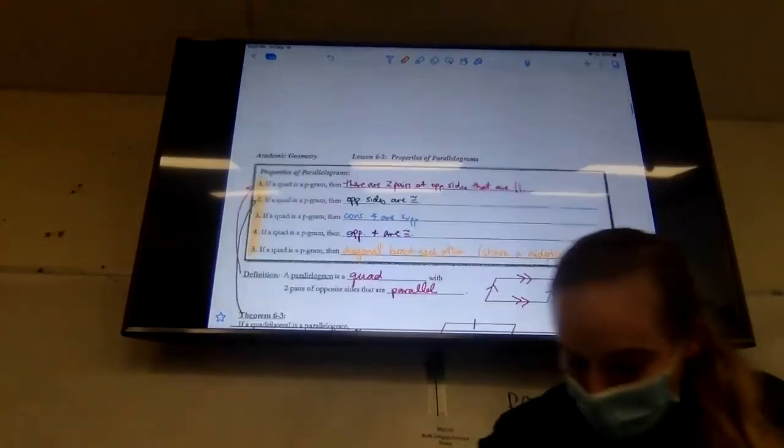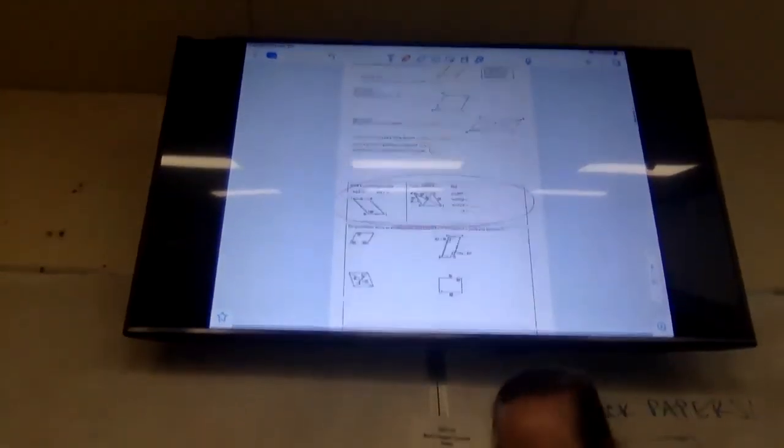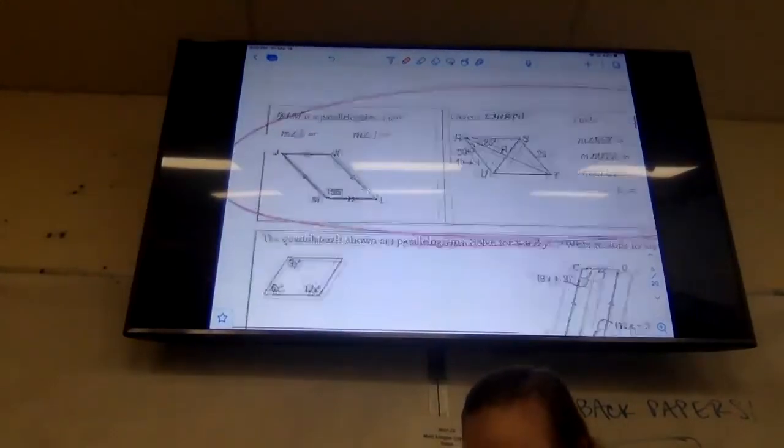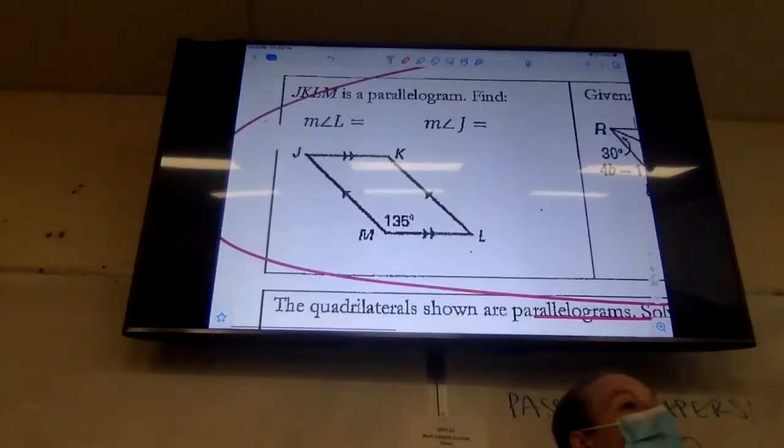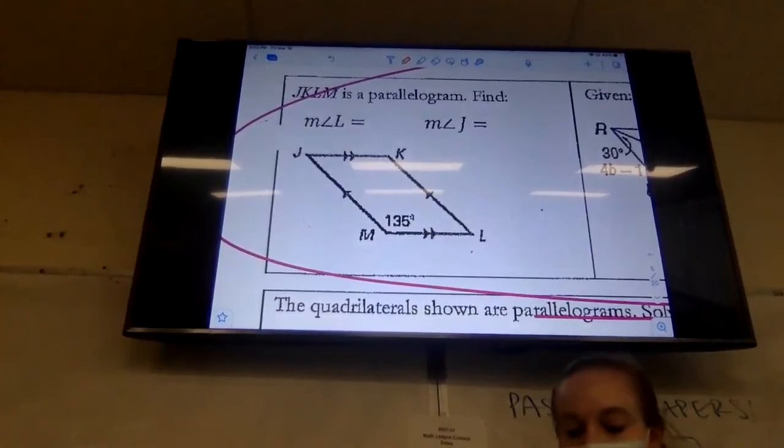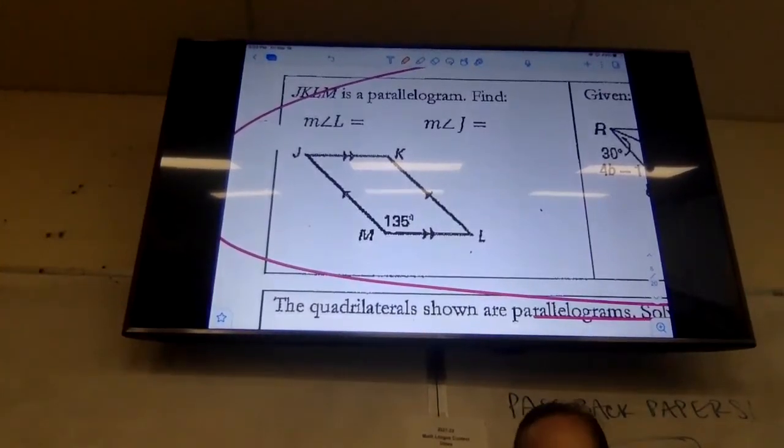All right, guys, we got 2 more examples to do. You guys ready for the next slide? Okay, so tell me, I know only the measure of angle M. What's the measure of angle L? How are M and L related to each other?